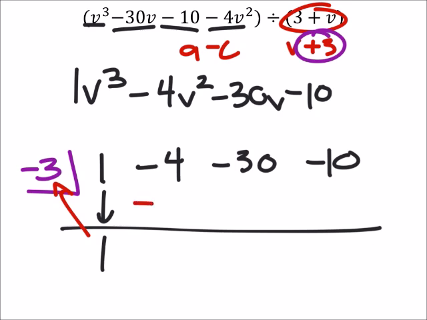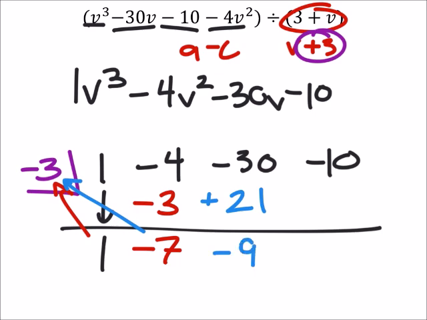1 times negative 3 is negative 3, which would then give us negative 7. And then I got negative 7 times negative 3, which is a positive 21. So negative 30 plus 21 is a negative 9. And then we do that negative 9 times the negative 3, which is a positive 27. And when I add that to the negative 10, I get a positive 17, which is the remainder, so that's not a big deal.